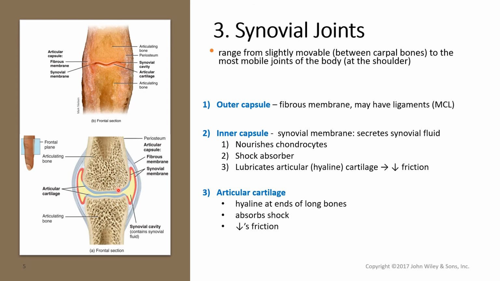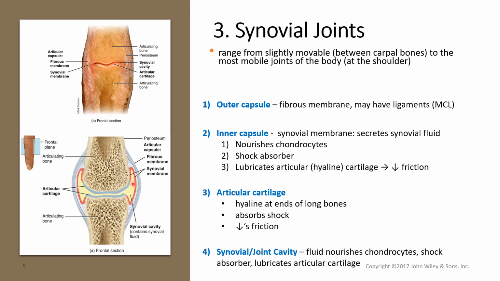So this articular cartilage is doing all three of these things. It's absorbing shock, it's decreasing friction, and again, it's covering the ends of those long bones. And then we're going to have all the inside, the space of this thing. In that joint cavity, we're going to see there's going to be fluid in there that's going to, of course, nourish the chondrocytes, be a shock absorber, and lubricate, just like what we saw. That fluid's coming from that inner capsule that is a synovial joint membrane.